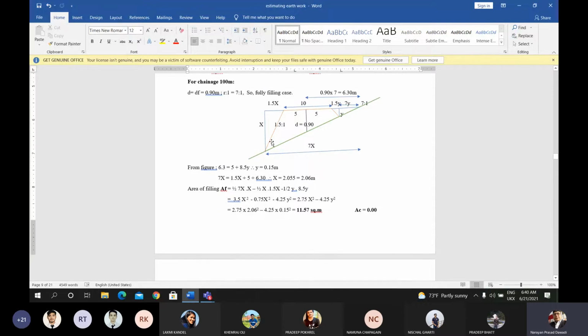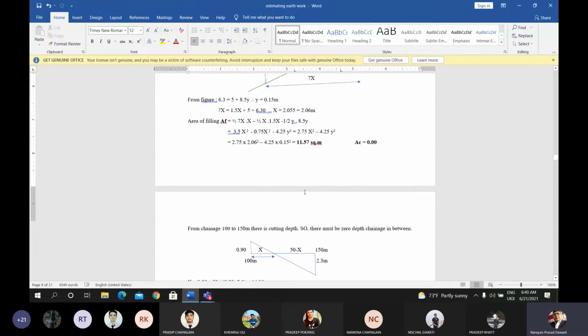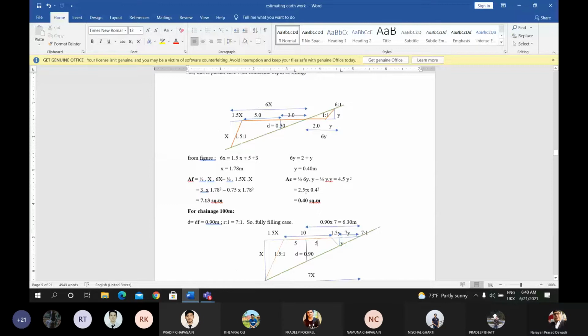Now the area of this filling portion will be half 7x into x minus half x into 1.5x minus half 8.5y into y. You will get the area of this red irregular trapezoid section. The area will be 11.57 square meter after putting the values of x and y respectively in this area formula.